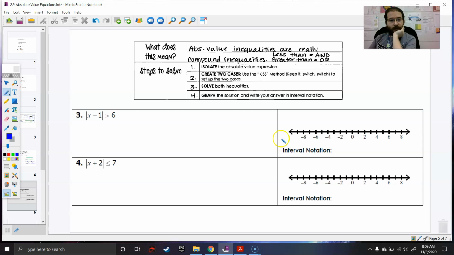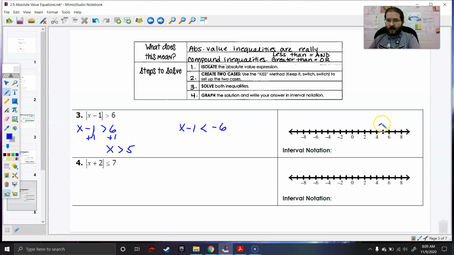All right. X minus 1 is going to be greater than 6. So this is already isolated, so we're going to keep this. This is our first one. And then our second one, we're going to keep what's in that absolute value, then we're going to switch, and then switch. Then we just solve. So we add 1 to each side, and x is going to be greater than 5.